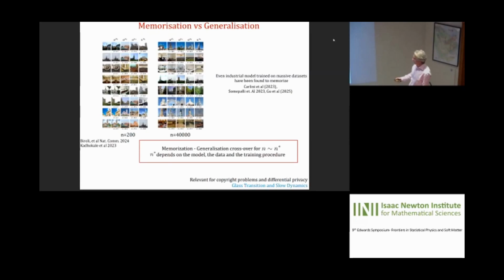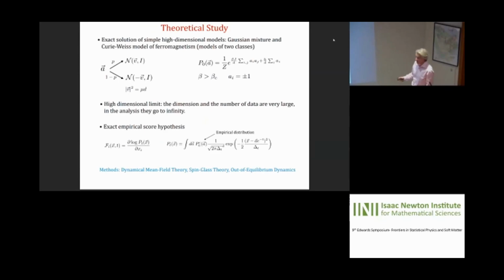All right, so this memorization-generalization transition always happens with a crossover at a certain number of data in the training set, and this number can depend on the deep network that you have used, the kind of data that you use, and the training procedure, but it has always been observed. And we will see that this memorization transition is related, at least from our perspective, to something that happens in physics, which is the glass transition and slow dynamics. There are some ideas that come from these topics that can be useful.